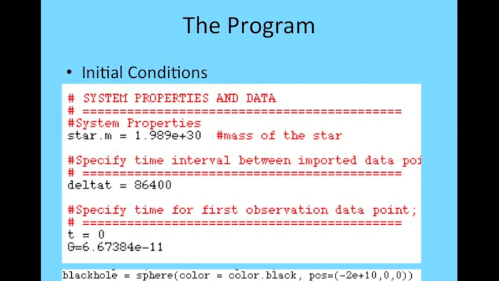Now we must indicate all of these physics concepts previously discussed to our VPython code. We first set our initial conditions. We input the mass of the star, the time step, in this case 1 year expressed in seconds, and lastly define G, which will later be used in our calculations. In a separate location, we indicated the initial position of the black hole.